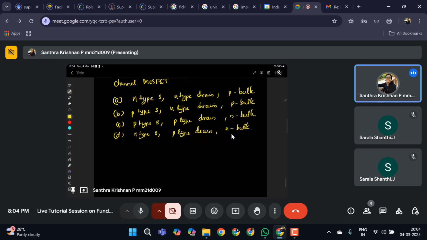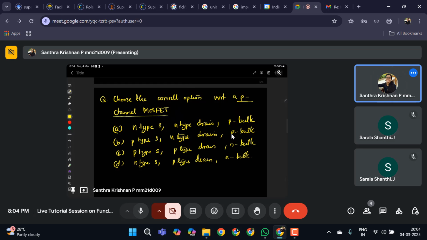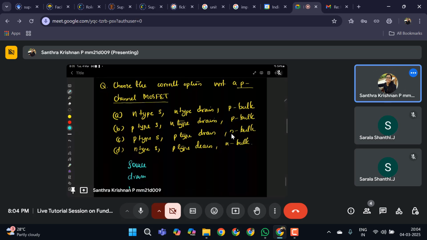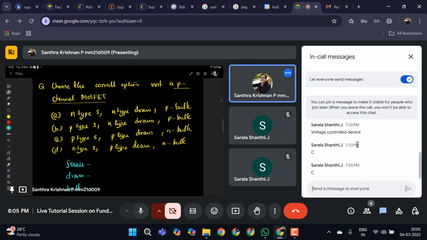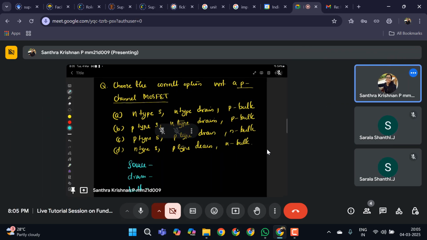So for a P-channel MOSFET, what is the configuration? It's a P-channel MOSFET. You have to tell me what is the source, what is the drain, and what is the bulk. You can check what P-channel MOSFETs are, and directly you can see how the configuration works for a P-channel MOSFET. What is the source, drain, and bulk.